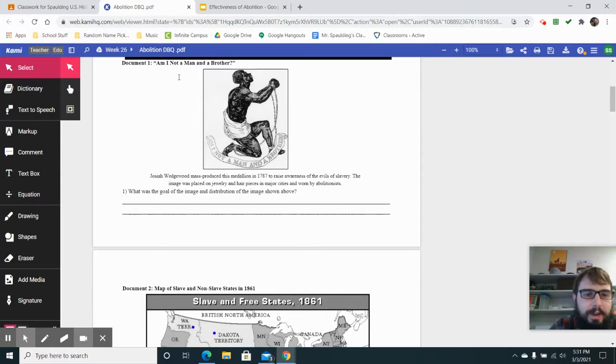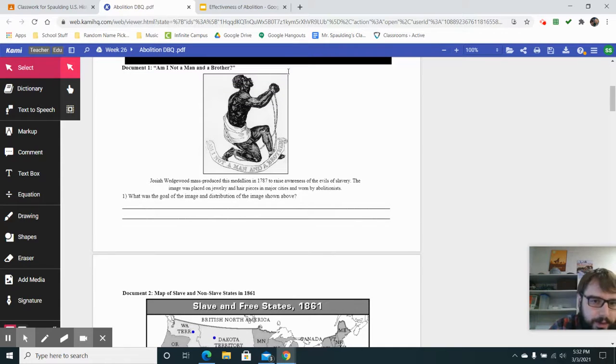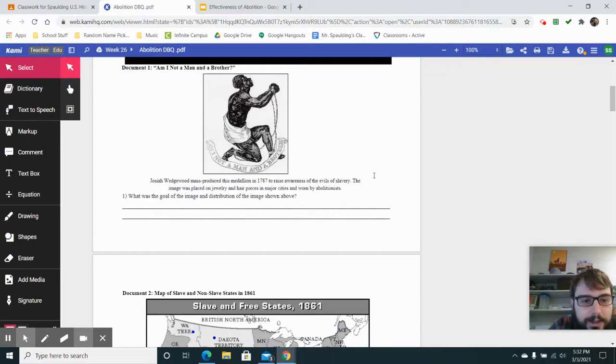Let's take a look at document 1. Okay, so document 1 is titled, Am I Not a Man and a Brother? Let's go ahead and kind of look at the picture here. It gives us a little description of what's going on, as you guys can see. It says, Josiah Wedgwood mass-produced this medallion in 1787 to raise awareness of the evils of slavery. The image was placed on jewelry and hairpieces in major cities and worn by abolitionists.